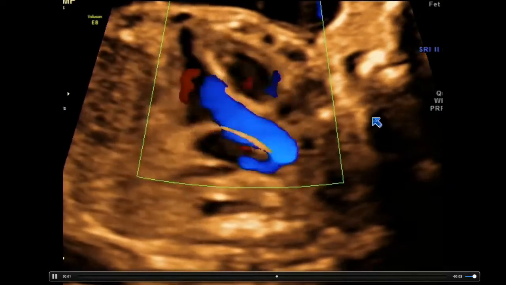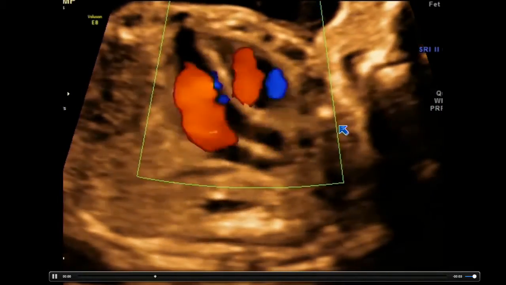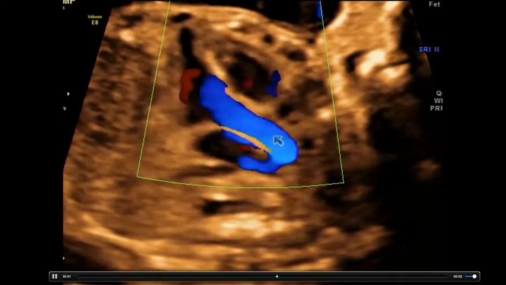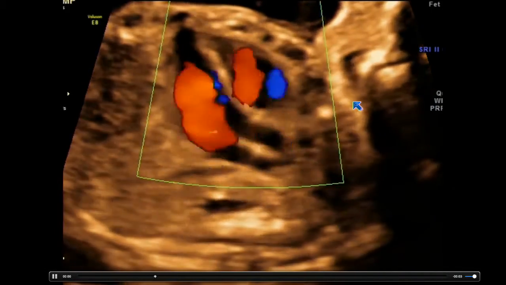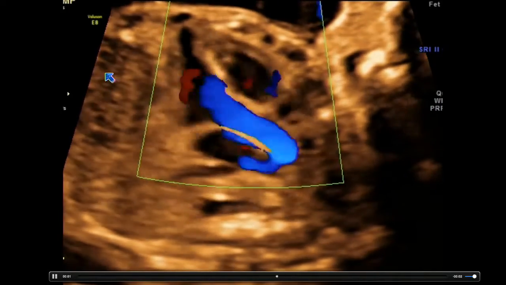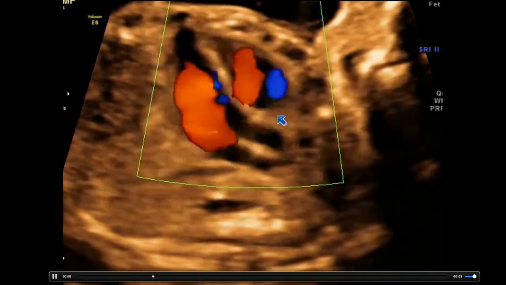The flow through the LVOT should be laminar. Similar to the RVOT, you should not see any increased turbulence or aliasing distal to the valve, which may indicate valvar stenosis or early obstruction. Again, paying attention to this view here.